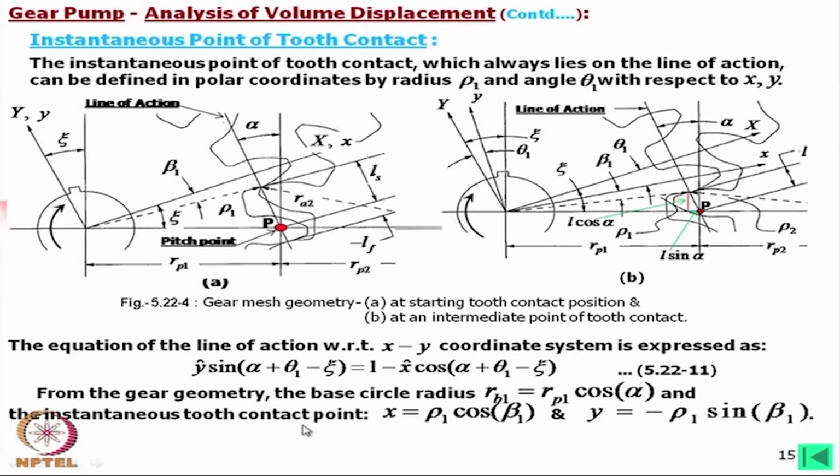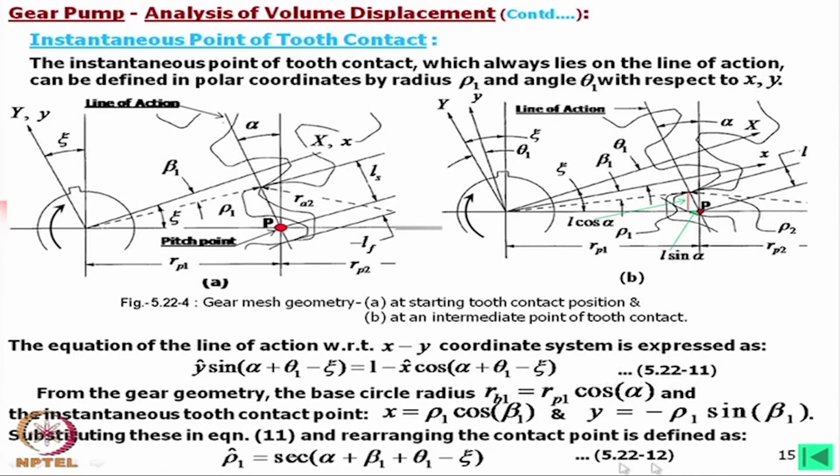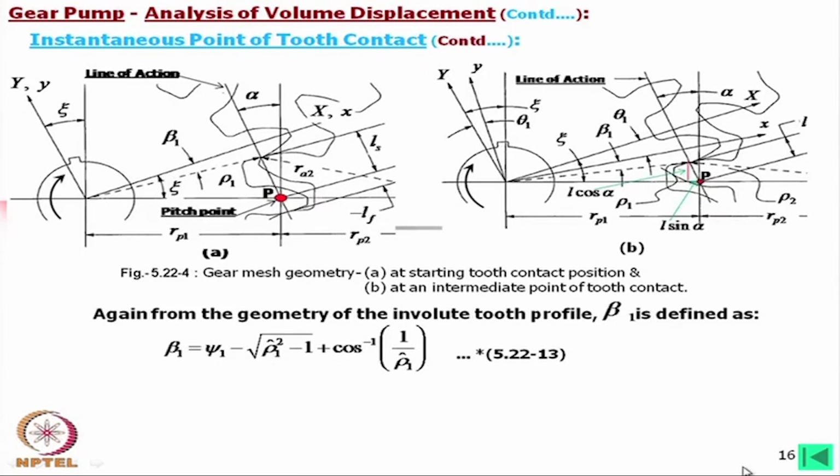The instantaneous tooth contact point x is given by this, and y is given by this; it is simple. Then we substitute this in equation 11 and, rearranging, the contact point is defined by this equation. Now, again from the geometry of the involute tooth profile, beta 1 is defined as this angle.